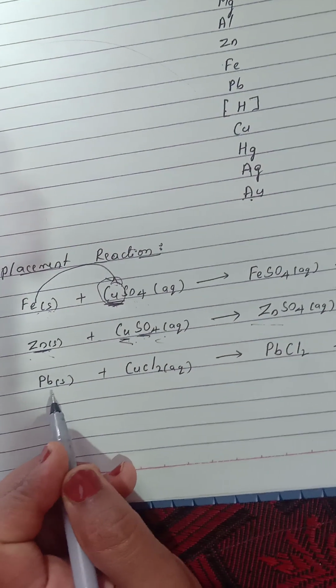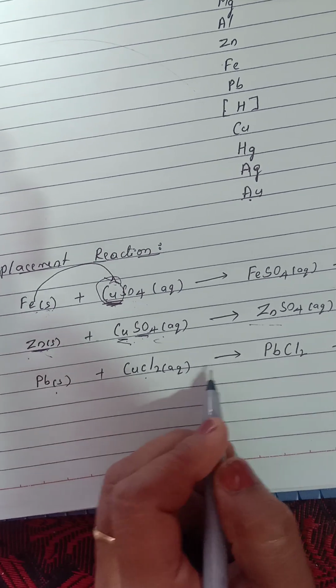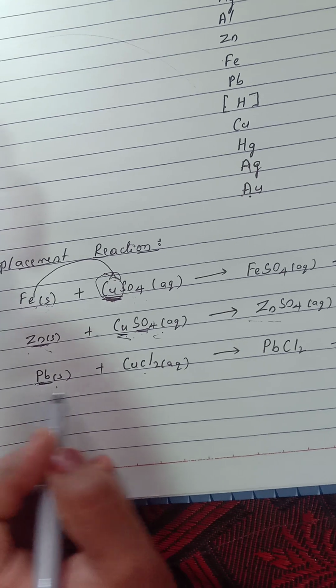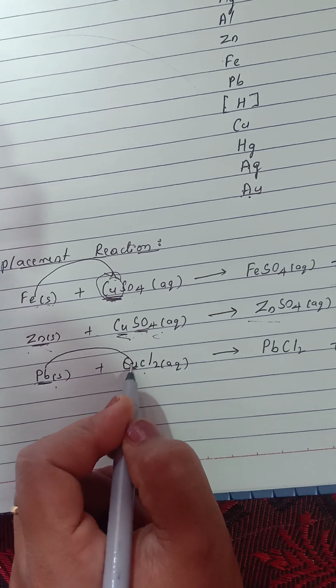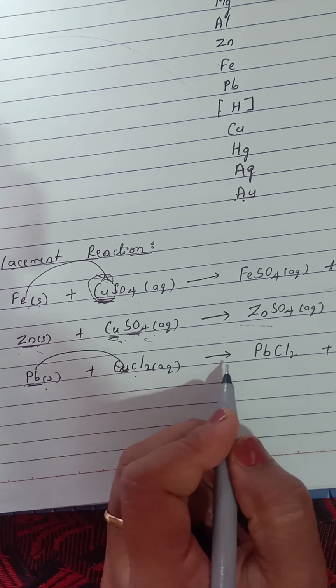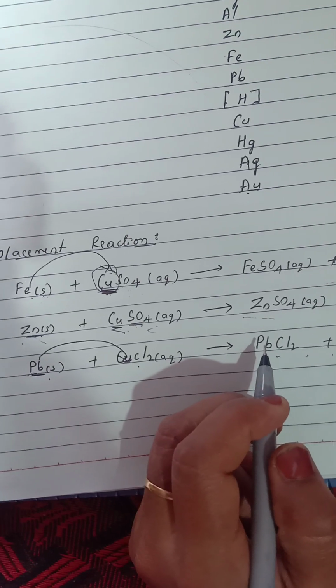One more equation: lead reacts with copper chloride, and as lead is more reactive than copper, it will displace the copper and give PbCl2 plus Cu. So this is about the displacement reaction.